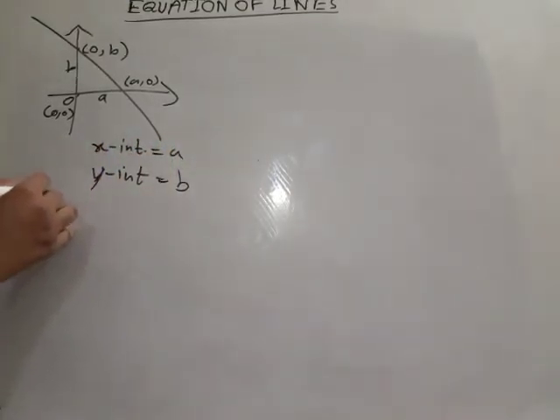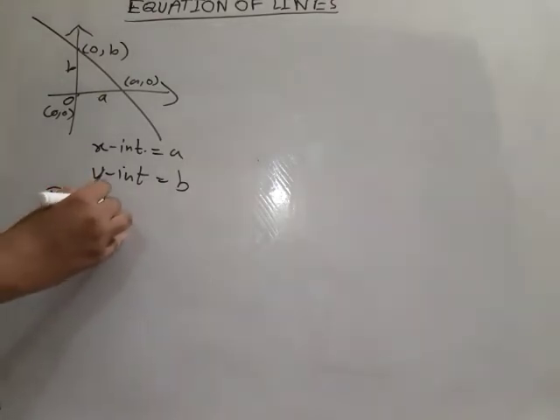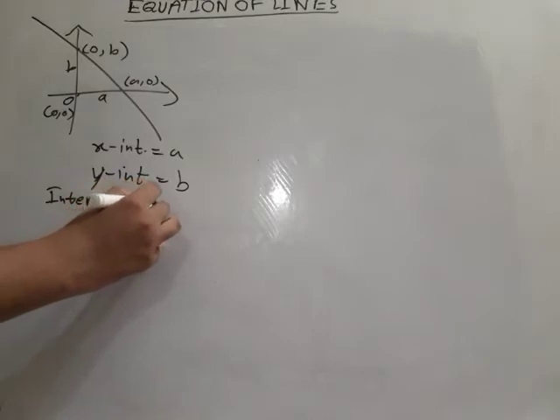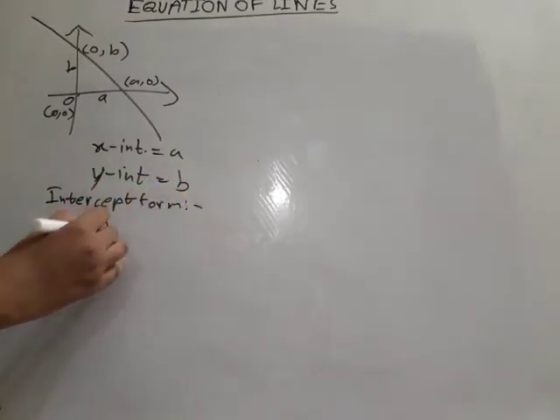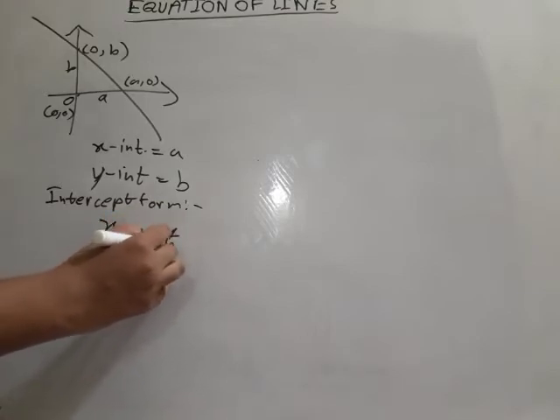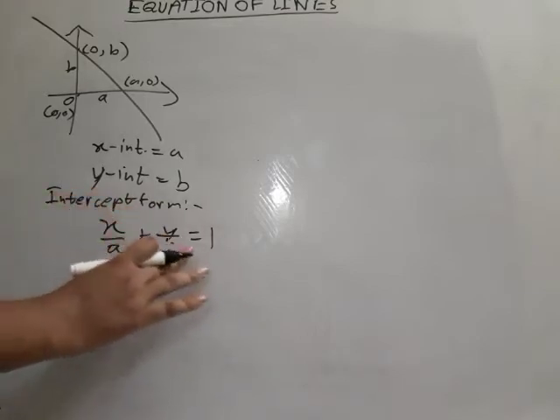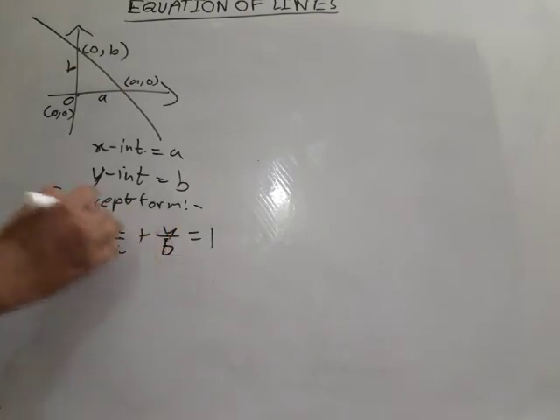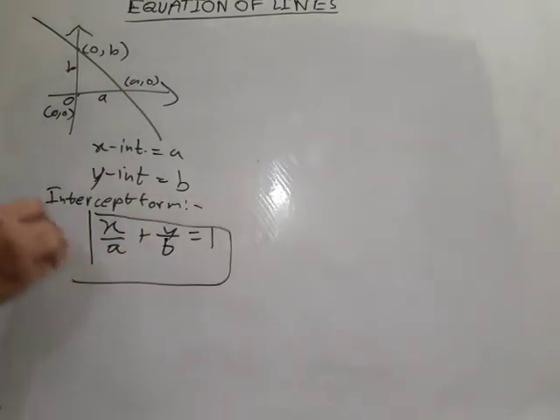So the intercept form comes out to be x by A plus y by B equal to 1. This is called the intercept form. So if we know the intercepts, the x-intercept and y-intercept of a line, then we can find out the equation of the line.